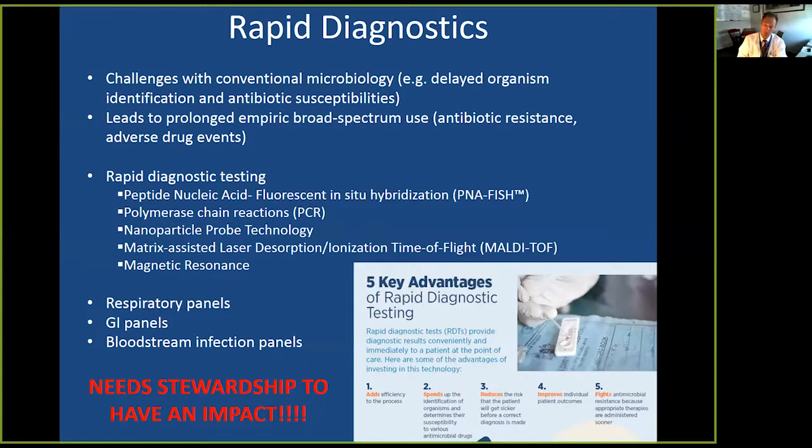So whether this is a respiratory viral panel that you stick in the nose to see if you have flu, or if it's a stool test for C. diff or other bacterial pathogens, you really need to engage the stewardship team to interpret that test and take action.